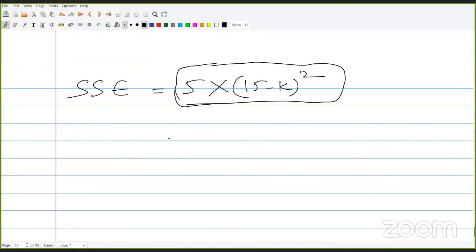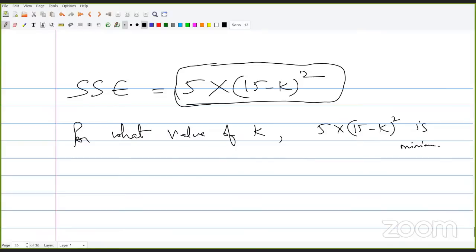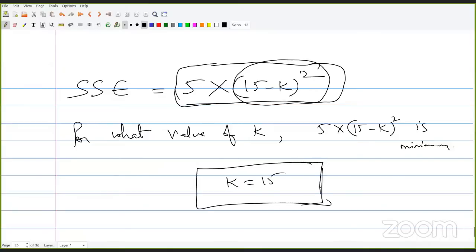So this 5 times 15 minus k whole square should be minimum. When will this be minimum? For what value of k? You can use minus b by 2a, or directly from the equation you can say this is a square term. Unless it is 0, every other term is positive, so the least we can get is 0. So 0 can be obtained when k is 15. Now we got k as 15.